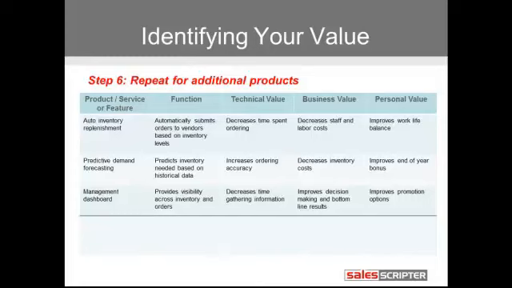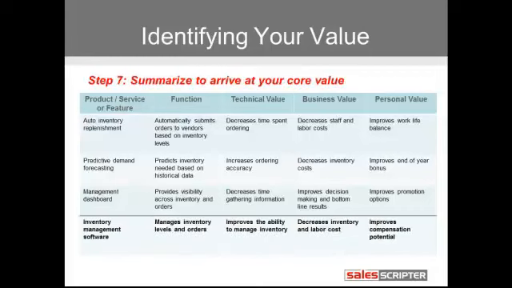The challenge with this, though, is that we have almost too much data. If we're prospecting, let's say we're cold calling and trying to operate within a 2 to 5 minute phone call with somebody, we don't have time to explain all of these great things, right? So we want to do a last step, which is to summarize. We summarize all of these columns. We put all the products into a category. We group together the technical value, the business value, and the personal value, and this basically is our core value.